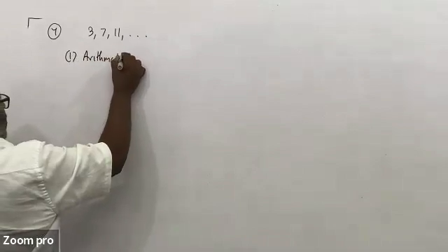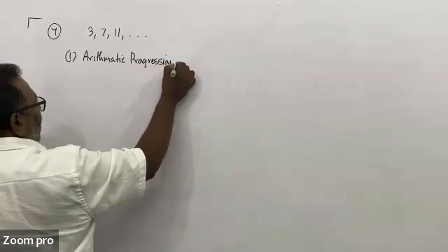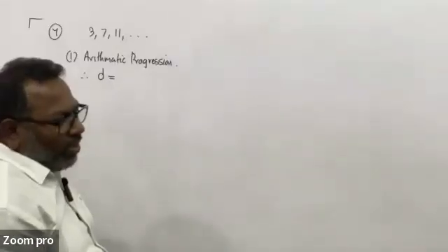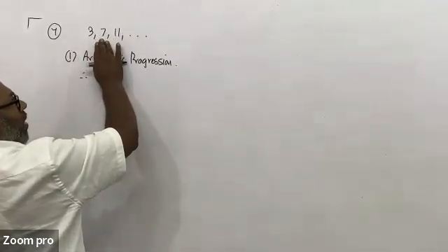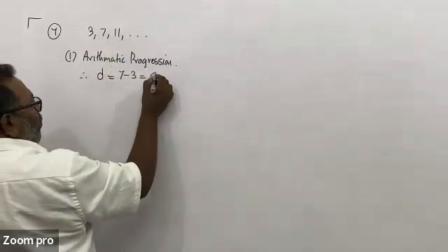Arithmetic progression. How can you show it is an arithmetic progression? You have to find the common difference. How do you find the common difference? Any term other than the first term, subtract the previous term. So 7 minus 3, 4.